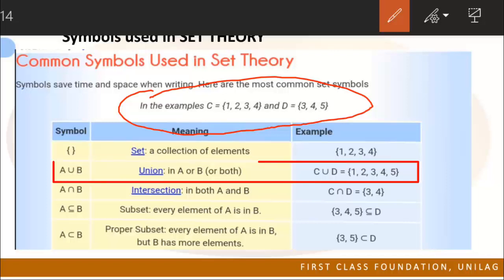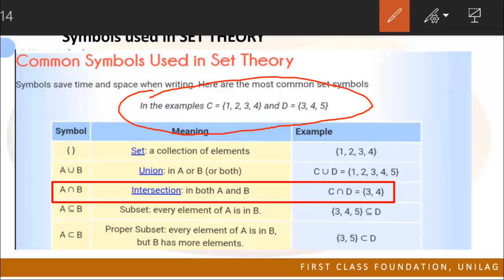The second one we have is A union B. It simply means all the elements in A and B without repetition. All the elements you can see in A or B or both, without repetition. For example, C union D, we'll have 1, 2, 3, 4, and 5. You notice that we have 1, 2, 3, and 4 in set C, and we have 3, 4, and 5 in set D. Here we have everything in sets C and D without repetition. Notice we have 3 and 4 in set C, and we also have 3 and 4 in set D, but they were not repeated in C union D. You only need to pick all the elements without repetition.